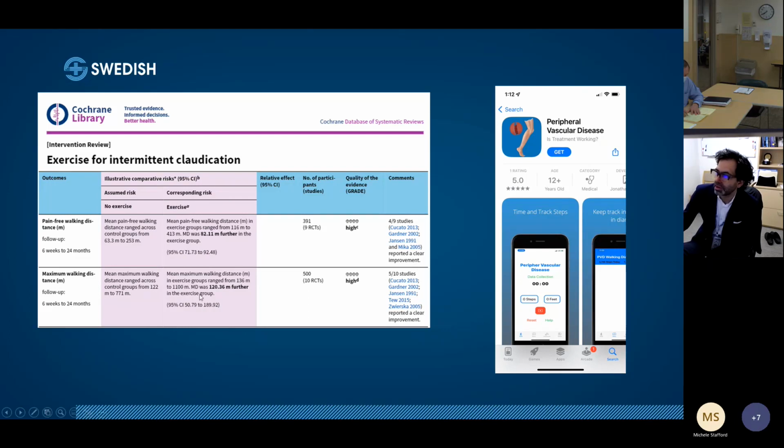There are a bunch of apps out there now. This is just one of them, peripheral vascular disease, or the PAD tracker. You can download it to your smartphone, and it will basically track how far you walk every day. And it's kind of a good way to allow people to see how they're doing with the walking program over time.